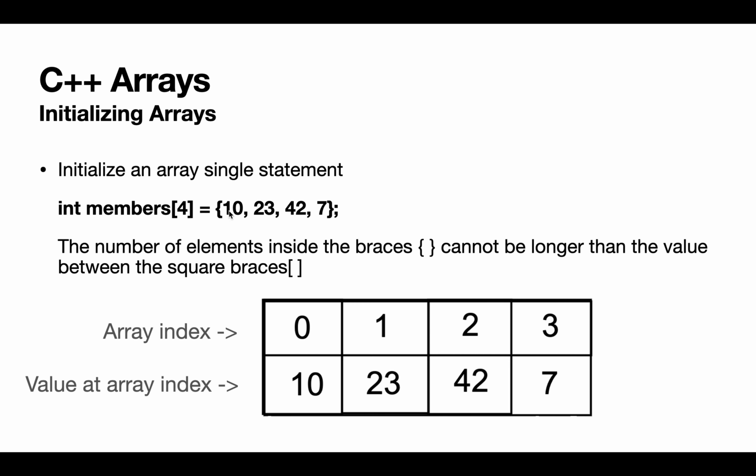So we are giving the index 0 a value of 10, the index 1 a value of 23, the index 2 the value of 42, and the index 3 the value of 7. The number of elements inside the braces cannot be longer than the value between the square brackets. It's very important to know this.